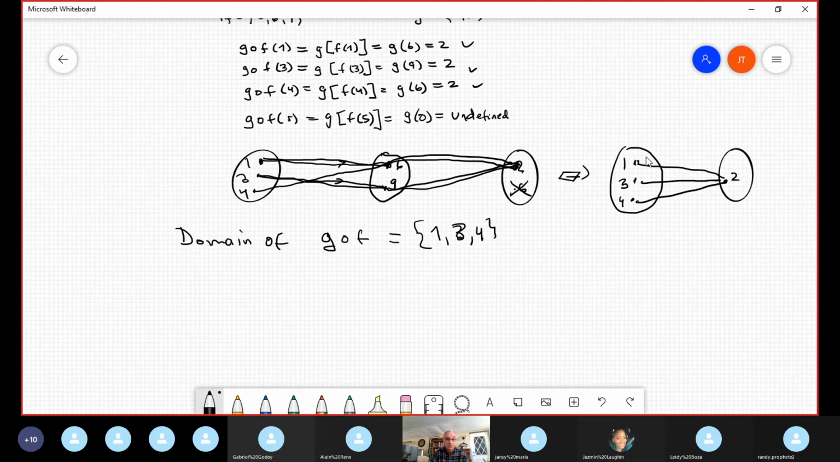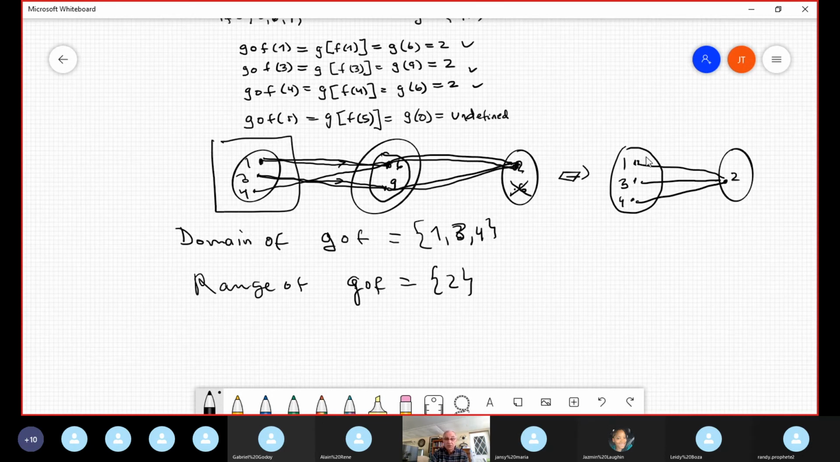And the range of G composition F is just 2. And the rest is intermediate values. Okay, you pass through this, but not necessarily. This is the domain, and this is the range. This is confusing, eh? A little bit or no? Confusing or no?